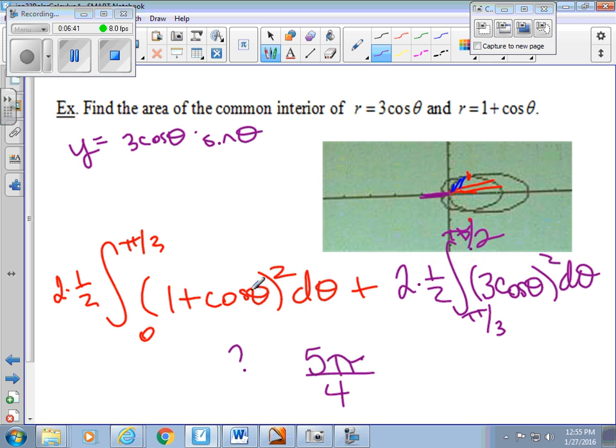Now, is it okay if you did the whole area and then subtracted? Absolutely. We don't care if you get right answers. We don't care where they came from. Except another person's paper, then we care.